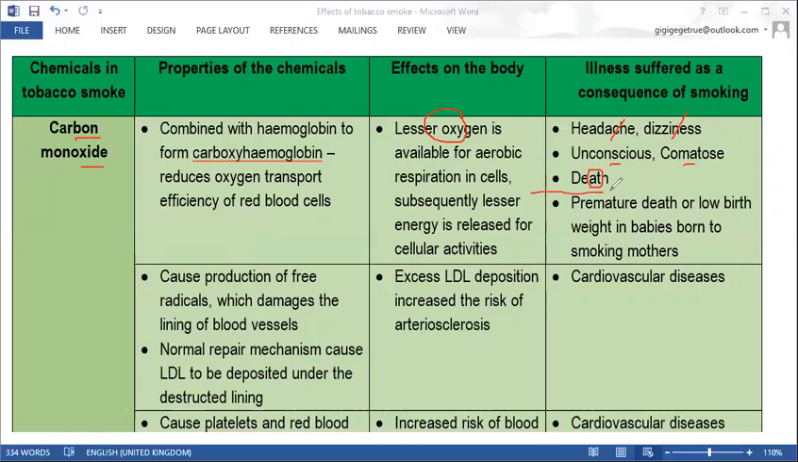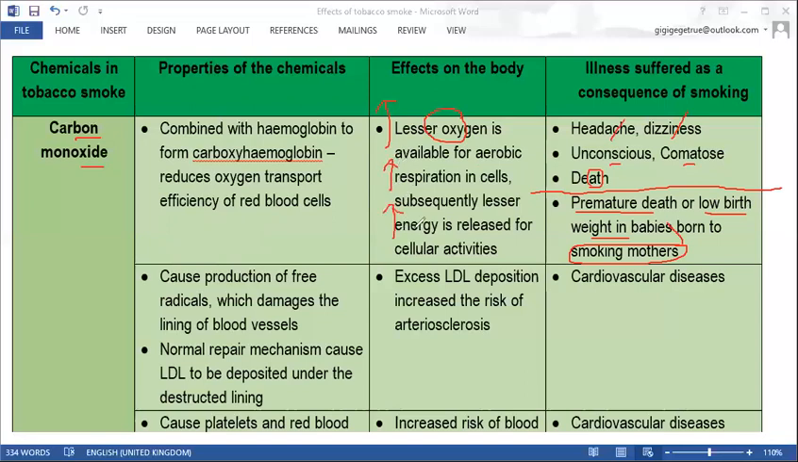This is for individuals who smoke or who are exposed to carbon monoxide. For smoking mothers, that means pregnant women, they will pose danger to their unborn baby. Their unborn baby may die of premature death, or may be born alive but with very low birth weight. Why? As I said, lesser oxygen is available, hence lesser respiration in cells, lesser energy.